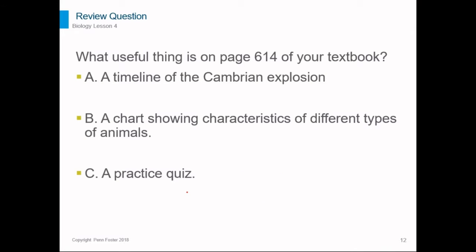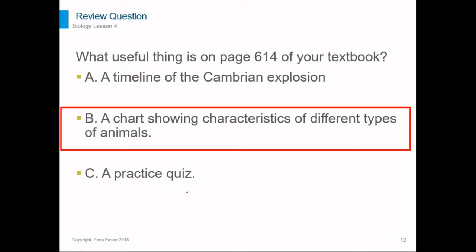And another quick review, which useful thing is on page 614 in your textbook? Is it a timeline of the Cambrian explosion? Is it a chart showing animal characteristics? Or is it a practice quiz? And hopefully you remember it is a chart showing characteristics of different types of animals. So again, if a test question gives you some traits and asks what phylum it's in, check this chart.